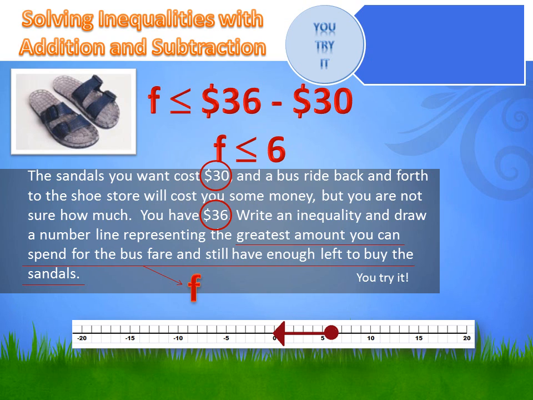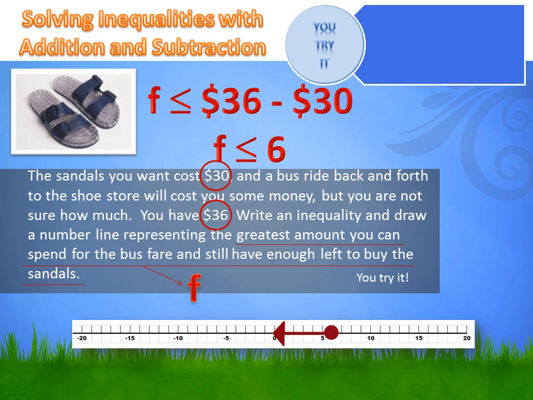And if I graph that on a number line, I'm first going to draw a circle at 6 because that's our solution. And it includes 6. It's less than or equal to 6. So I'm going to paint that in because I want that 6 to be included. I want the paint on that 6 because it's part of the solution set. And then I'm going to draw an arrow down towards 0 because the fare has to be less than 6.